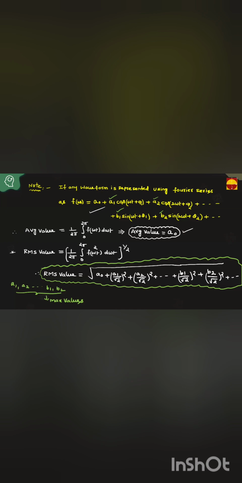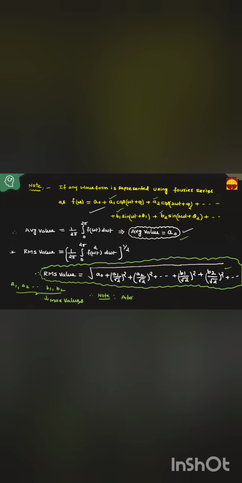And one more point to remember: these formulas are applicable if the frequencies are multiples of the fundamental frequency omega, like 2 omega, 3 omega, 4 omega, and so on. If equal frequencies are given, don't apply these formulas directly. Using phasor form, you have to simplify first, and finally you can apply this. This is the note point, friends.